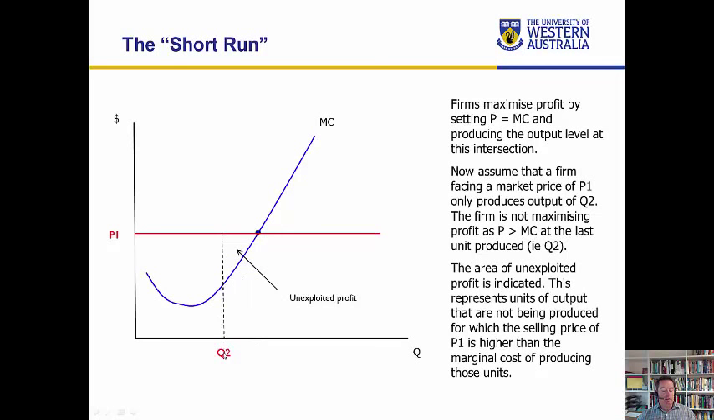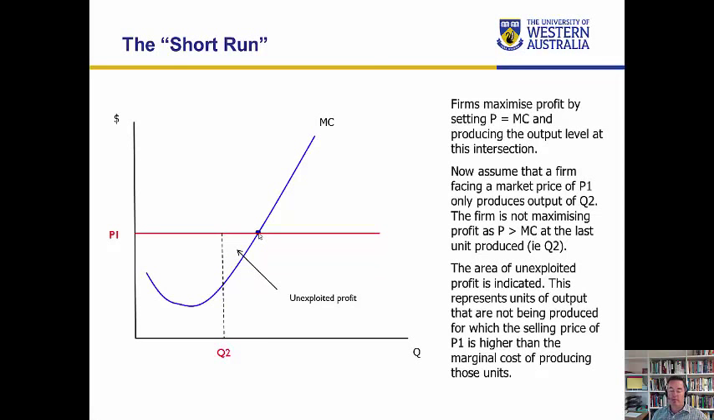If, however, you only produced Q2, the problem is you've got units of output which have production costs or marginal costs much lower than the selling price of the output. So this little triangle in here, which I've labelled unexploited profit, is exactly that. It's units of output for which the marginal production costs lie below the selling price of that output. So to maximise profits, this producer should produce where price equals marginal cost.